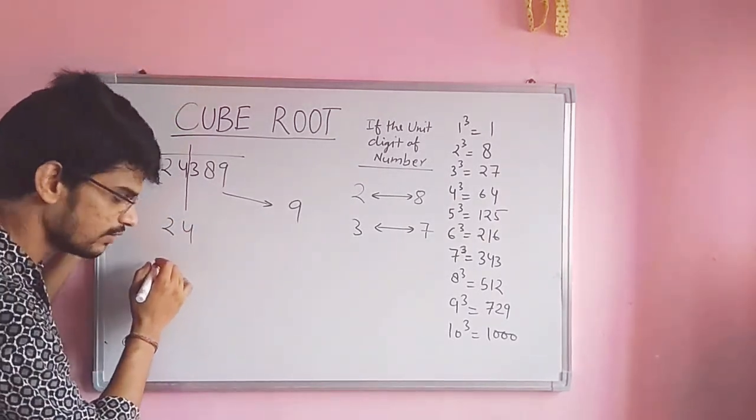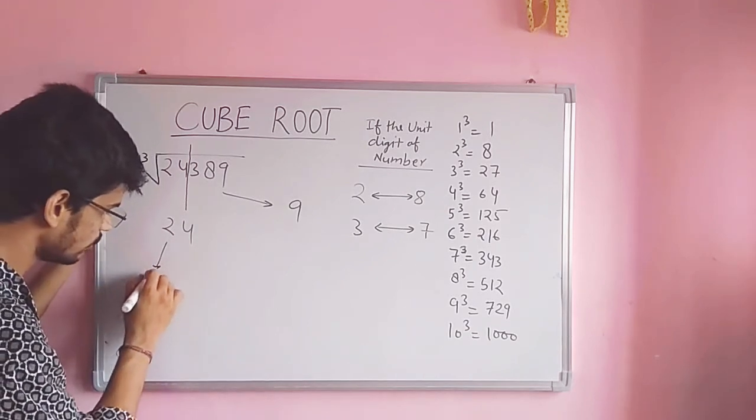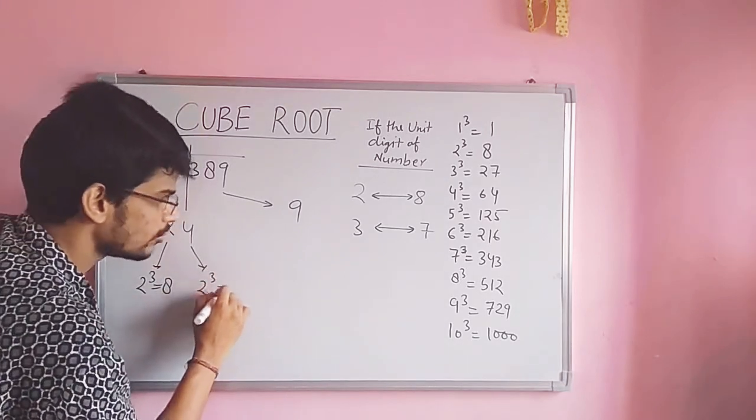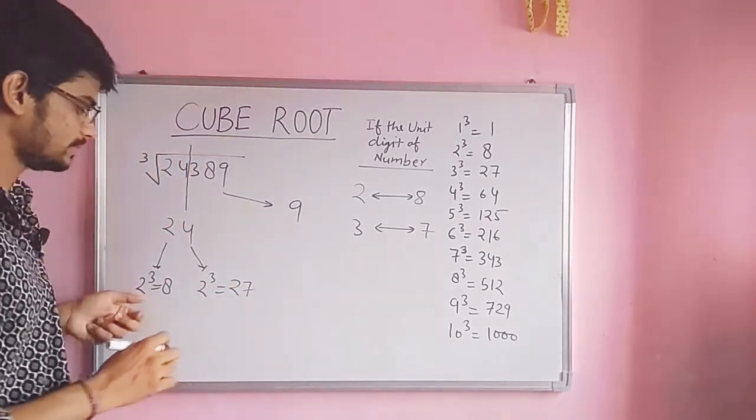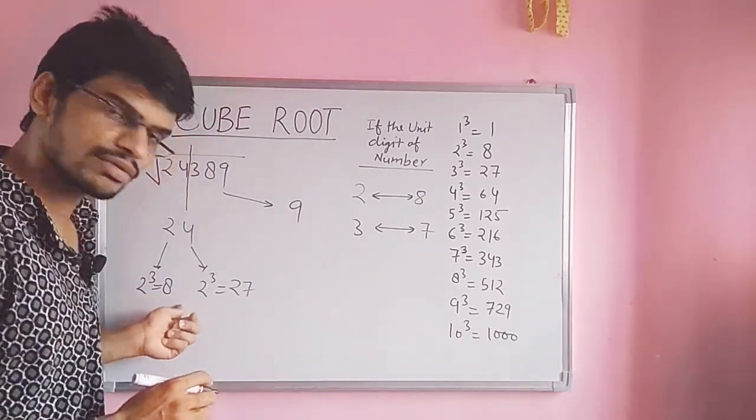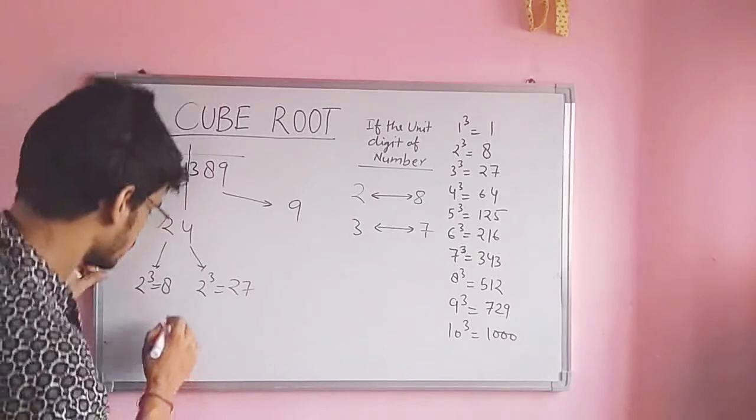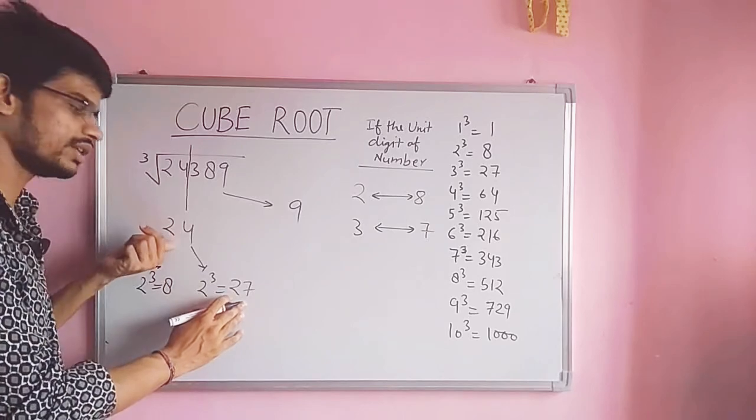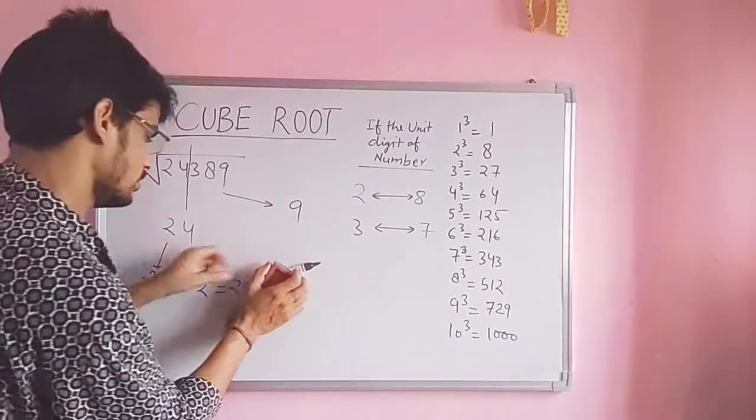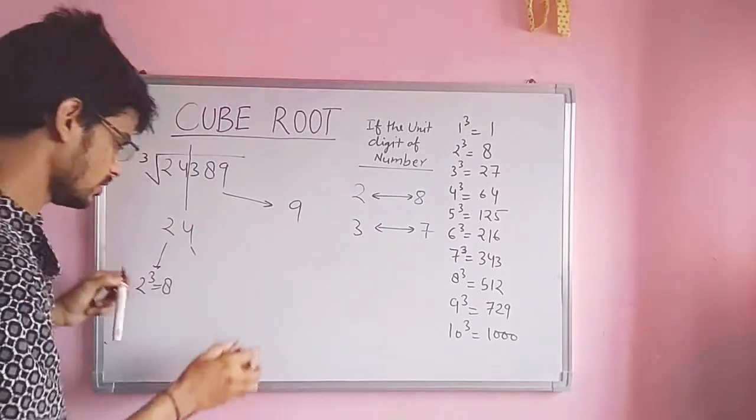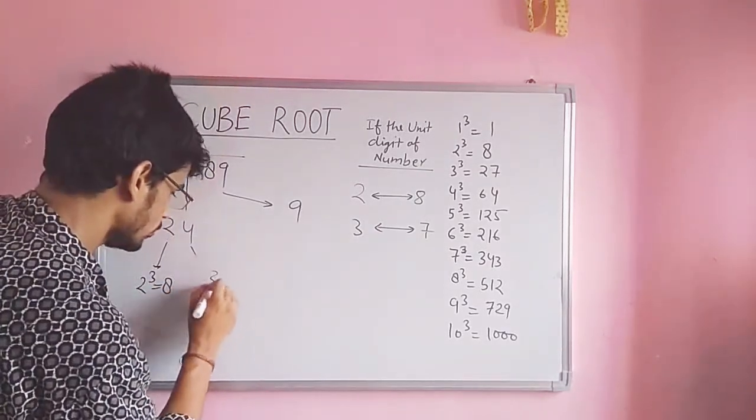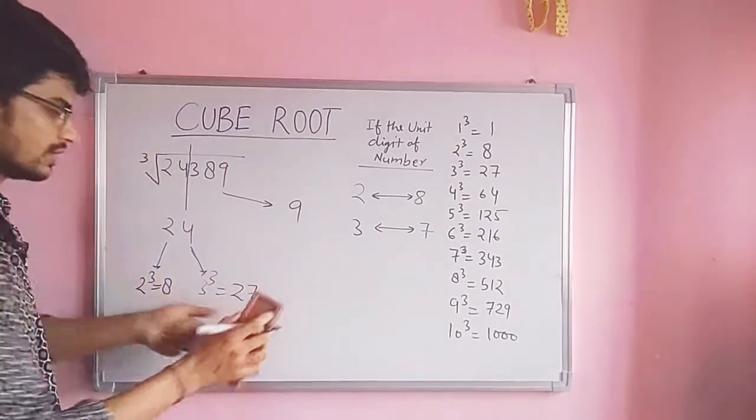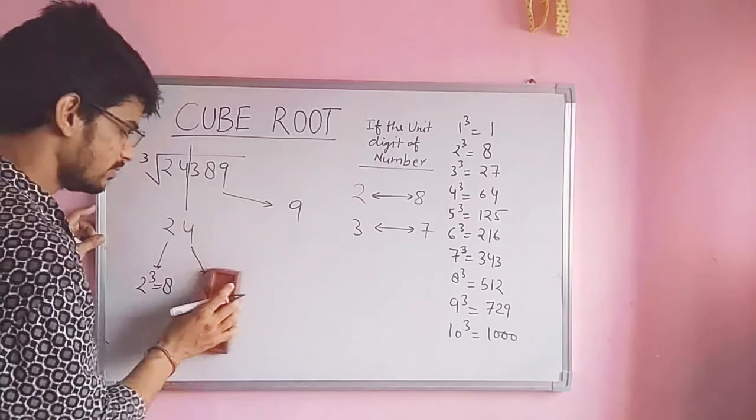Then 24 remains. Here 2's cube is how much? 8. And 3's cube is how much? 27. Select the lesser cube value: 8 is lesser than 24, and 27 is greater than 24, so we leave this. Sorry, 3's cube is greater, so 3's cube, 27, is greater than 24. That's why we leave this.